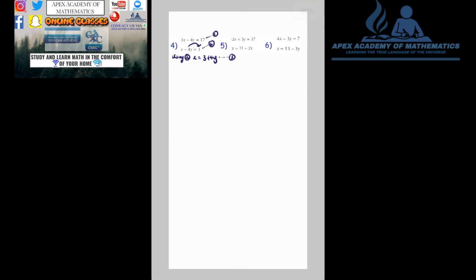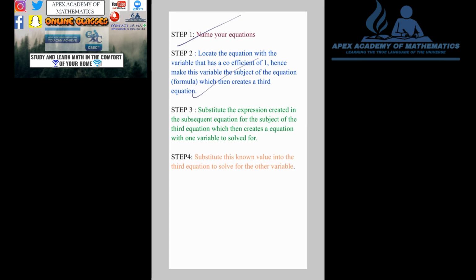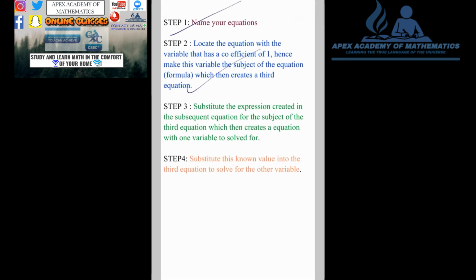Lovely. Let's look at step 3. Step 3 says that we're going to be substituting the expression that was created by the third equation. So substitute the expression created in the third equation into the subsequent equation for the subject of the third equation. The subject of the third equation was x. That's the subject of that equation.